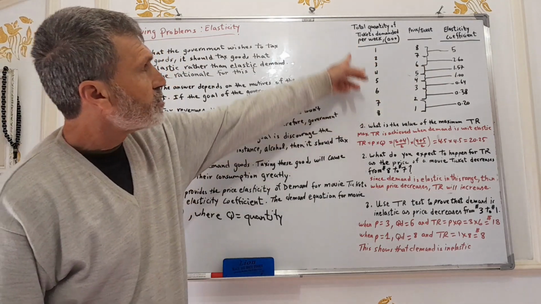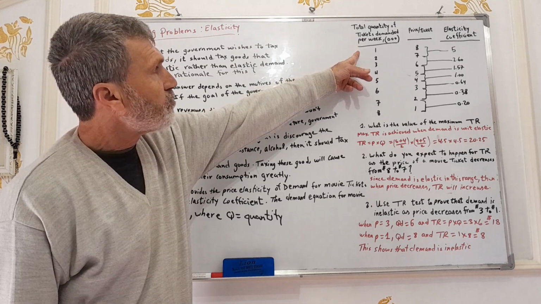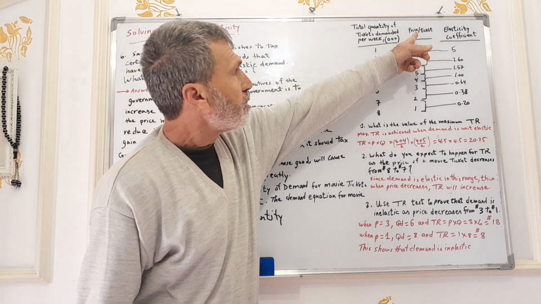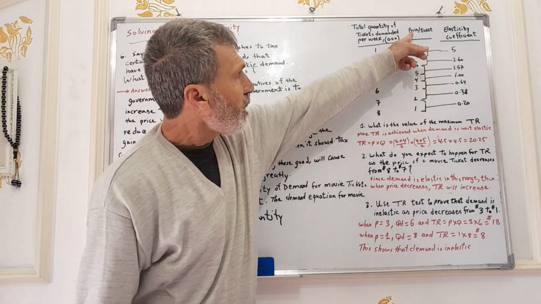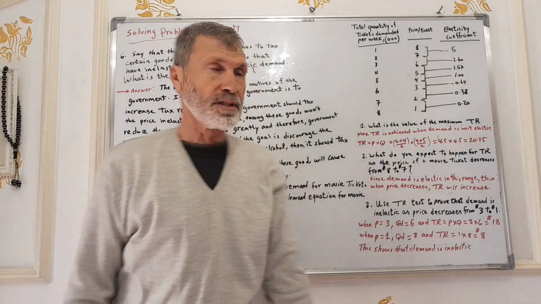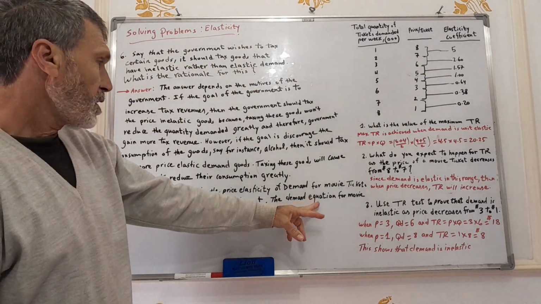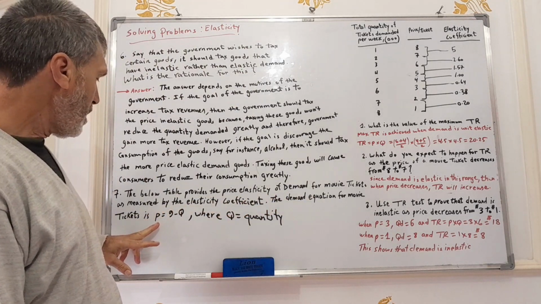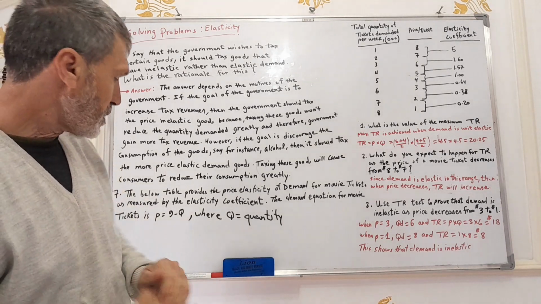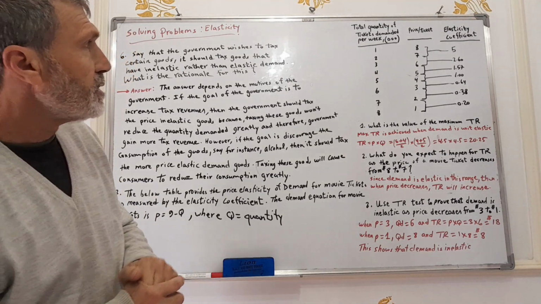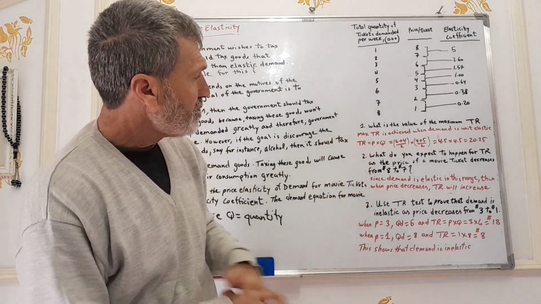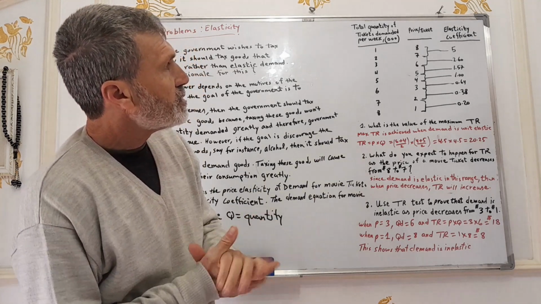The first one consists of the total quantity of tickets demanded per week, in thousands. In the second column we have the price of ticket, and in the third column we have the elasticity coefficients. The demand equation for movie tickets is given by P equals 9 minus Q, where Q is the quantity demanded. Now this is the table, and we have 3 different questions concerning this problem.